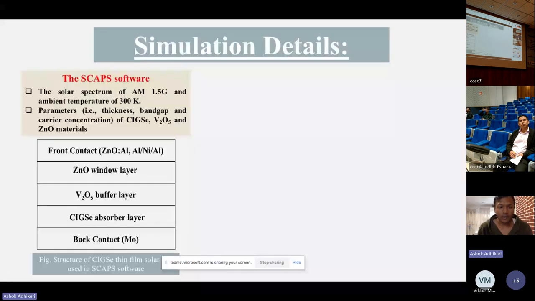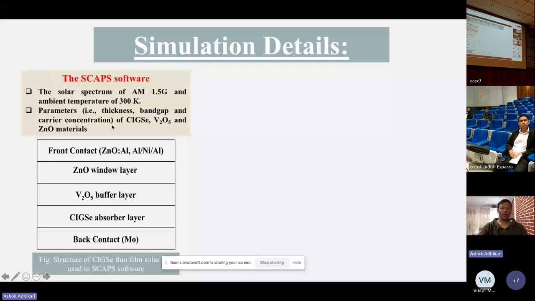In the simulation details, we have used SCAPS, the solar cell capacitance simulator, which is a one-dimensional solar cell simulator. It can be run on Windows, and it is free for all scientific research. Here, on the left side, we have included the conditions we applied for modeling the solar cells. The spectrum is AM 1.5G, the temperature is 300 Kelvin, and the parameters we have already described in the sections.